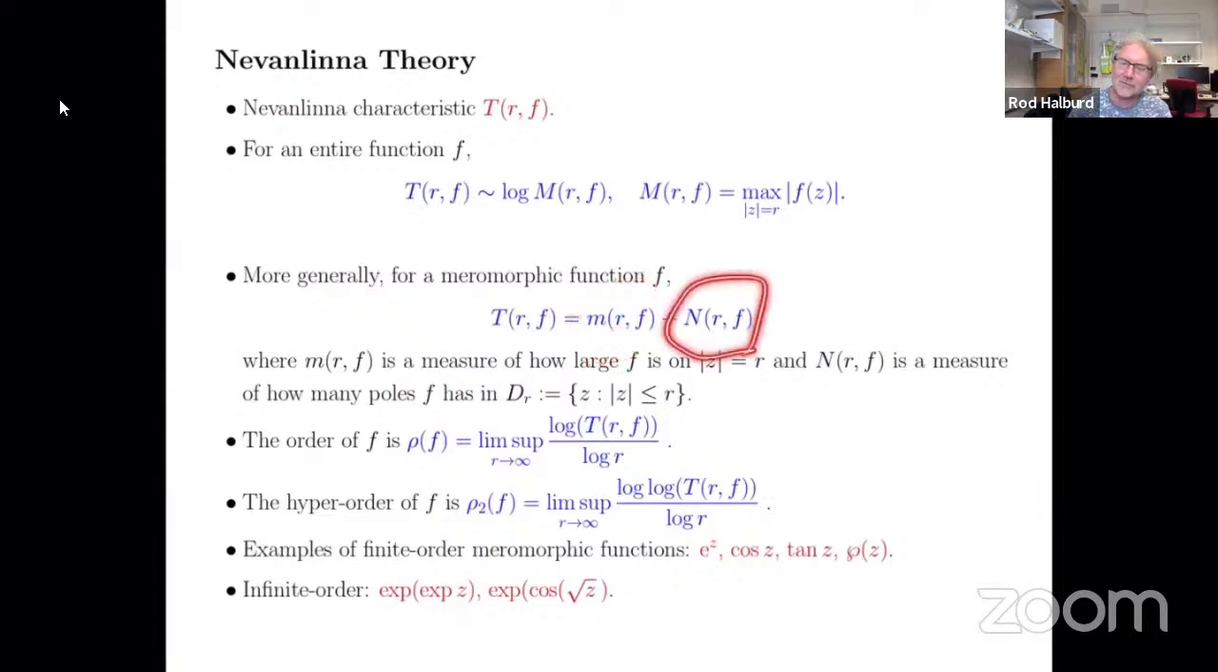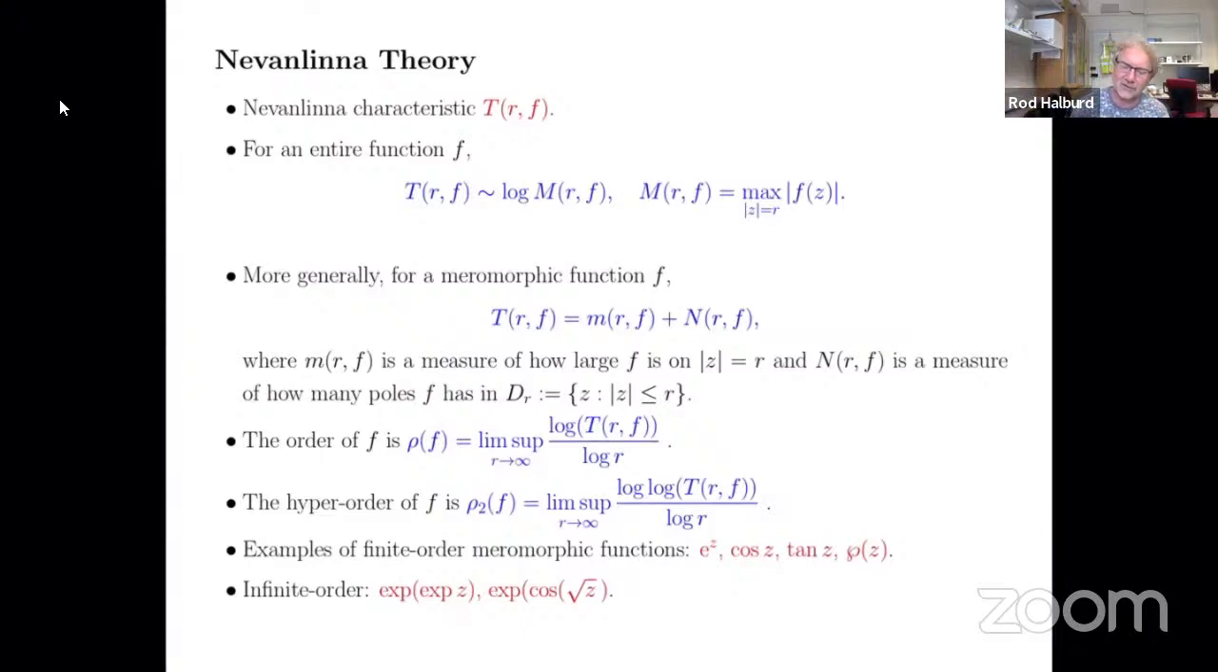And similarly, n is a measure of the number of poles inside the disk. You won't lose too much if you think of it as actually the number of poles inside the disk. It is actually the number; you're actually integrating that number of poles logarithmically as you go out.